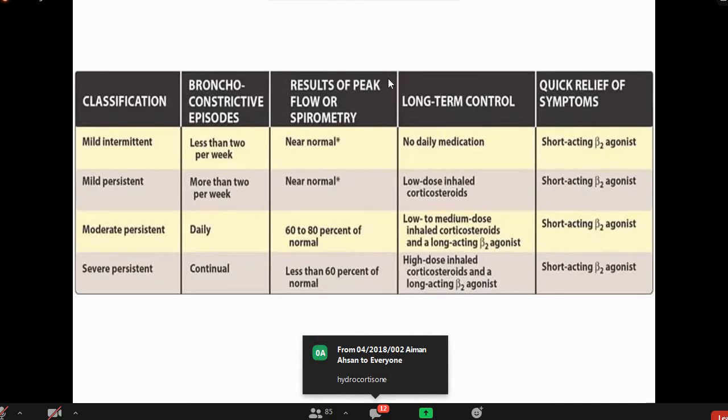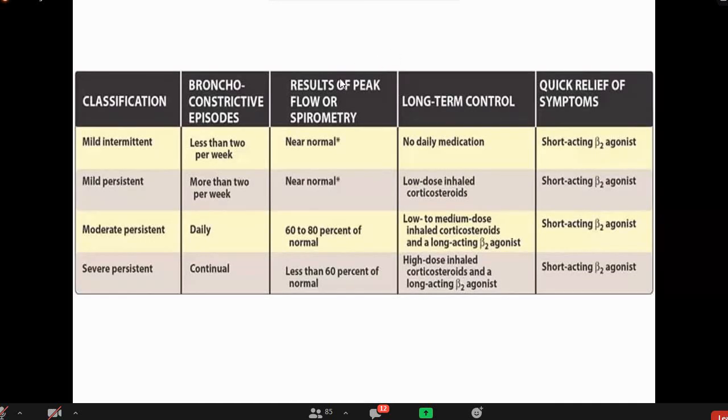Very good, excellent. Right now, this is all about the treatment of asthma. Now I'm quickly revising the important points collectively. So what happens in the OSPE exam? What are the short acting beta 2 agonist examples? Like albuterol, salbutamol, terbutaline. So these are the examples.